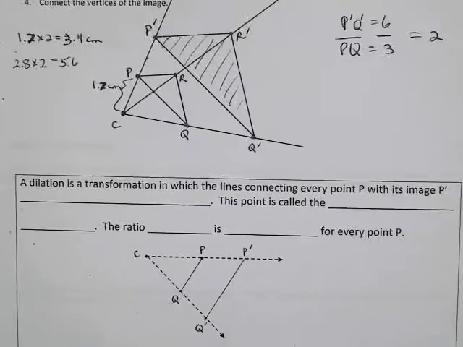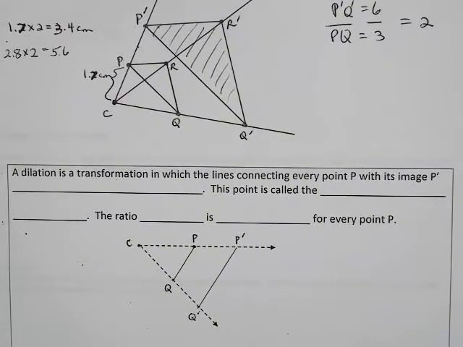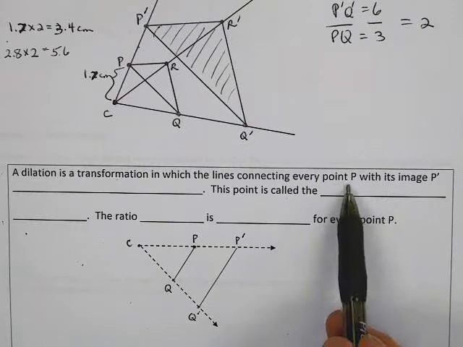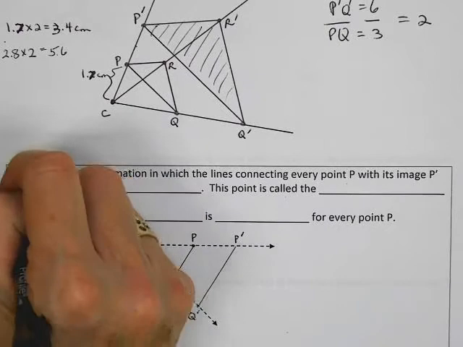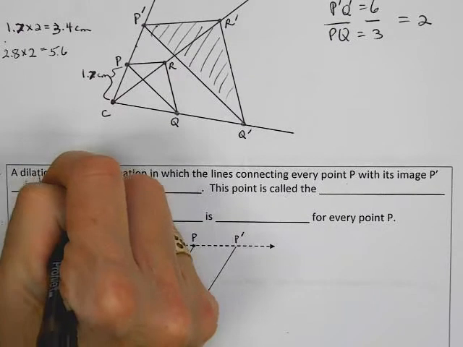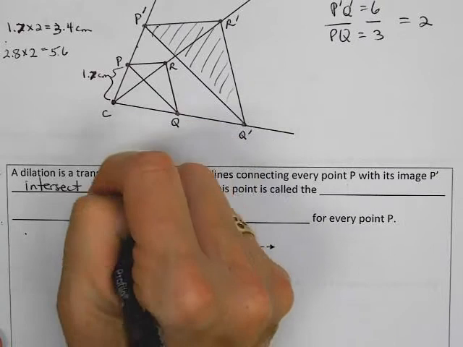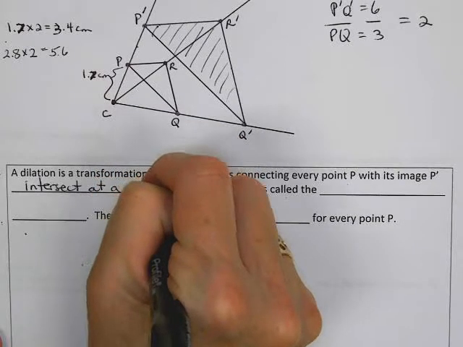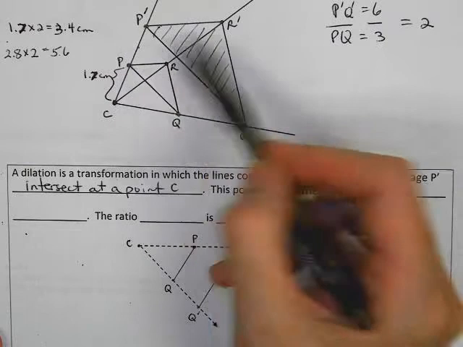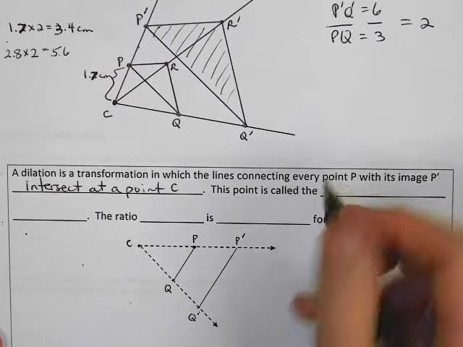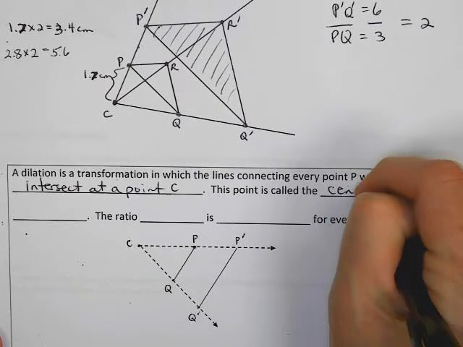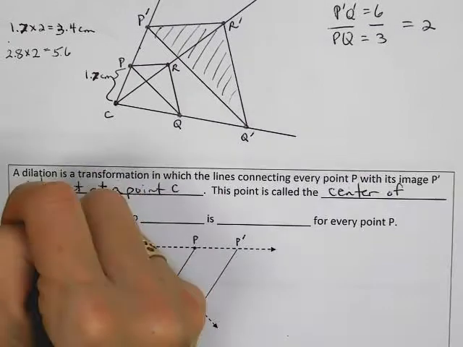We'll practice again in a minute, but let's fill out this box on the bottom. A dilation is a transformation in which the lines connecting every point P with its image, P prime, intersect at a point C. So every time I connect these two points, or these two points, or these two points, those lines intersect here at a point C. That point is called the center of dilation.